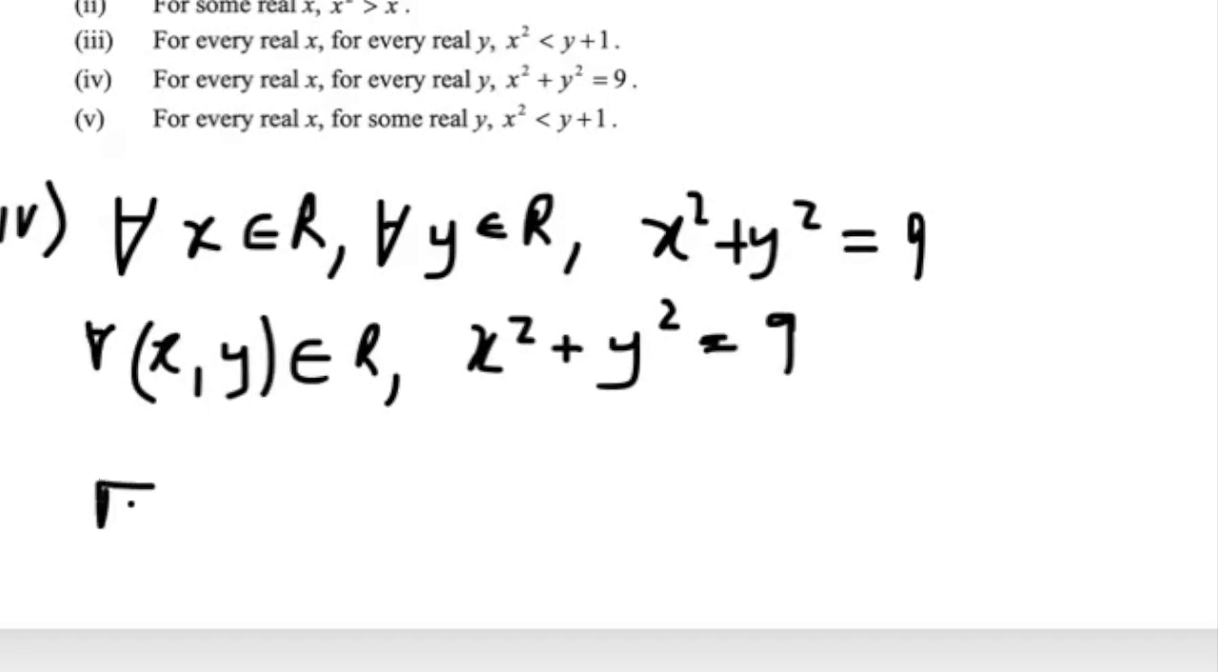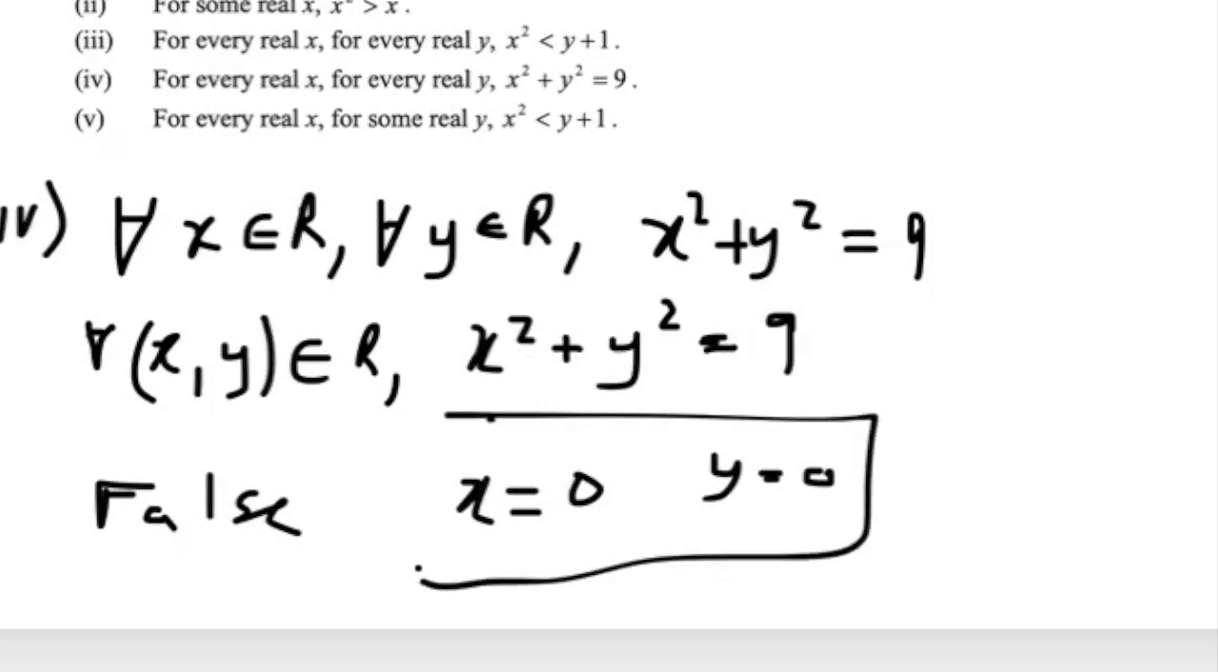Now, this is false because it's saying for all x and y, x squared plus y squared is equal to 9. And as an example, if I choose x to be 0 and y to be 0, because it says for all x and y, it doesn't matter which number you choose, 0 squared plus 0 squared is not equal to 9. So that's why it is false.